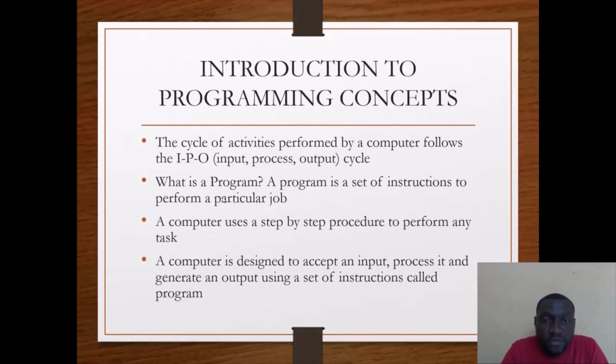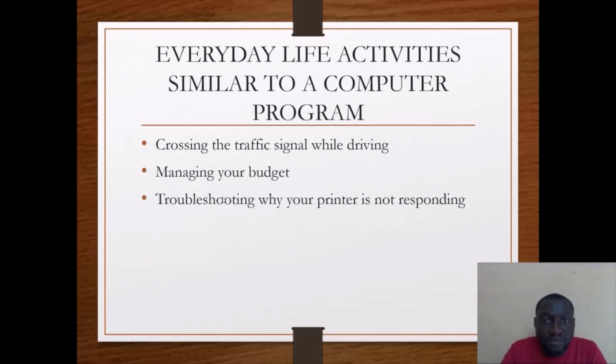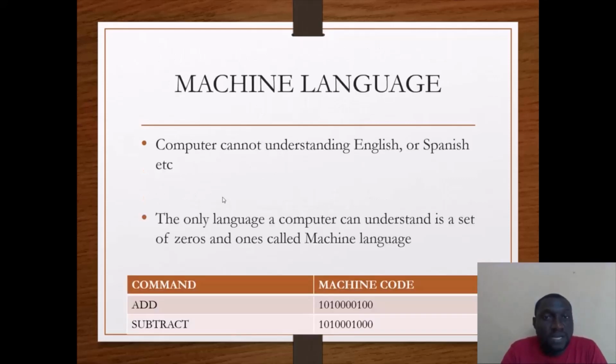Now, before a computer can perform its tasks, it needs a set of instructions. The computer cannot do anything by itself. It needs to be instructed to do whatever it has to do. And that set of instructions is called a program. Now, a computer cannot understand a set of instructions written in human language. If I say human language, I mean English, Spanish, German. The computer cannot understand it. All the computer can understand is a set of zeros and ones.